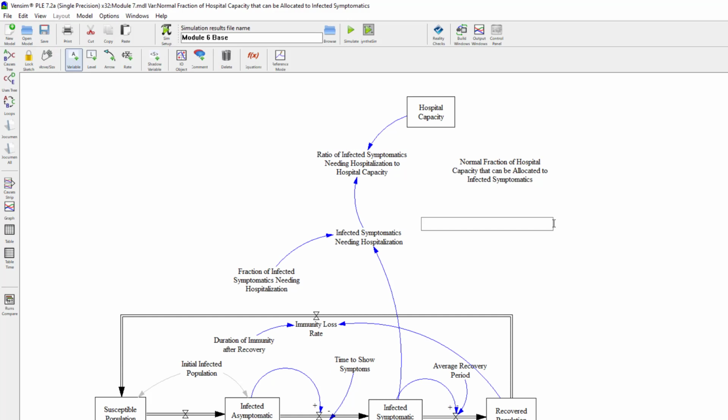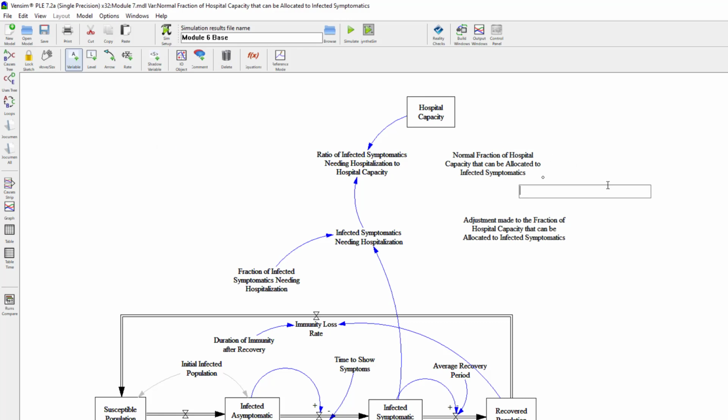So that variable is going to be called adjustment made to the fraction of, okay, so this is the adjustment that we're going to be making. So we're going to use a table function, and that table function, we're going to call that F3. Okay, so input for that table function is comparison of these two, so we're going to be adding arrows like this. Okay, now let's define this adjustment multiplier.